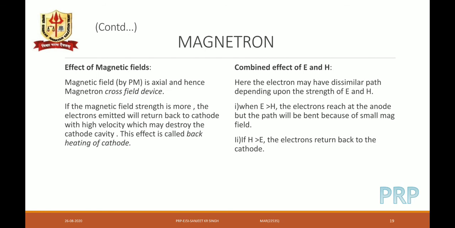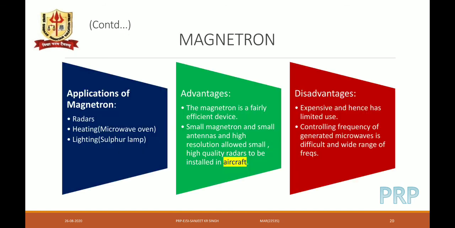So first condition, when the electric field is greater than the magnetic field, the electrons reach the anode, but the path will be bent because of the small magnetic field. If the magnetic field is greater than the electric field, the electrons return back to the cathode. It is not reaching the anode.